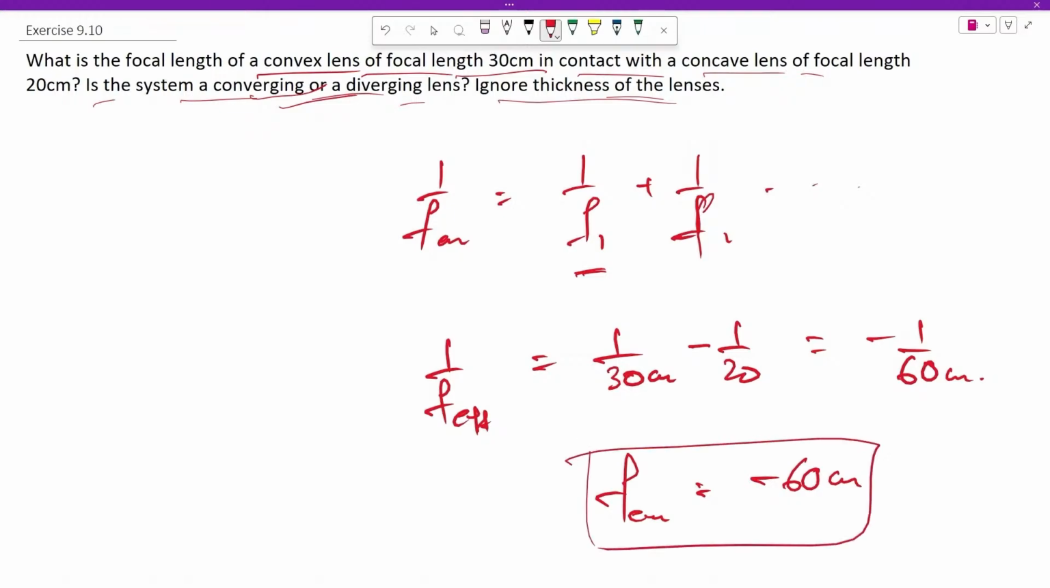So here we see that the focal length effective is negative. That means it is diverging in nature, or we have got a concave lens of focal length 60 centimeter.